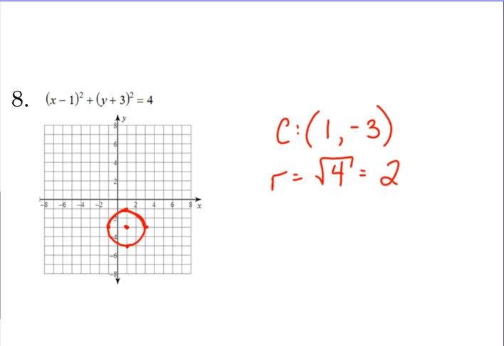So the big thing is you have to take the square root of the number on the right side. You have to change the signs when you identify the center. It's not difficult. You just have to remember those details.